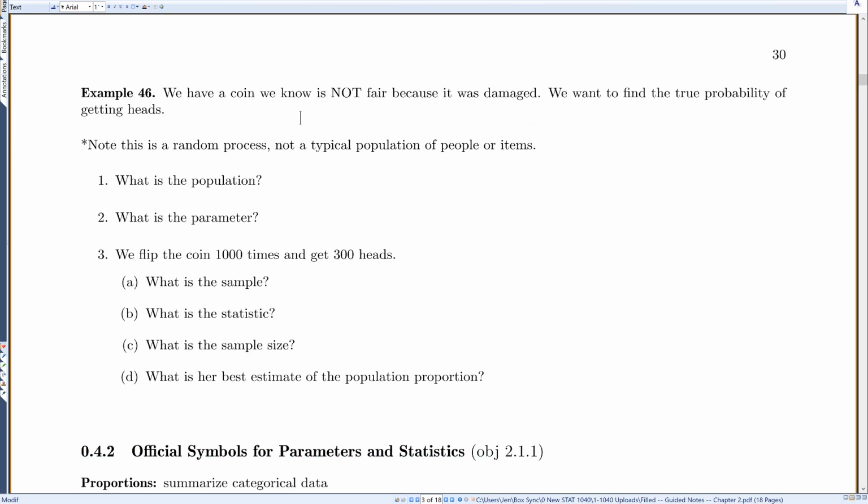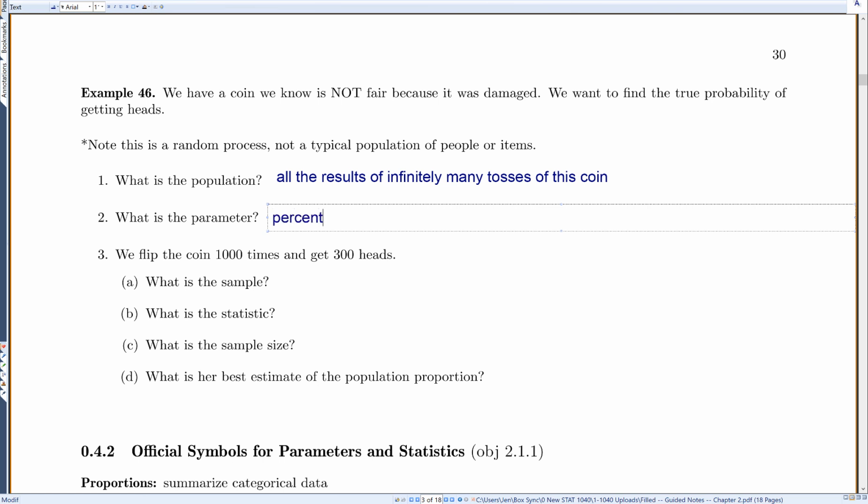So let's say we have a coin that we know is not fair because it was damaged. We want to find the true probability of getting heads. Now this is a random process, not a typical population, like it's not a set of people or items. Okay. So when we say what is the population, it would be the results of infinitely many tosses of this coin. And the parameter would be the percentage of heads for those infinitely many tosses.